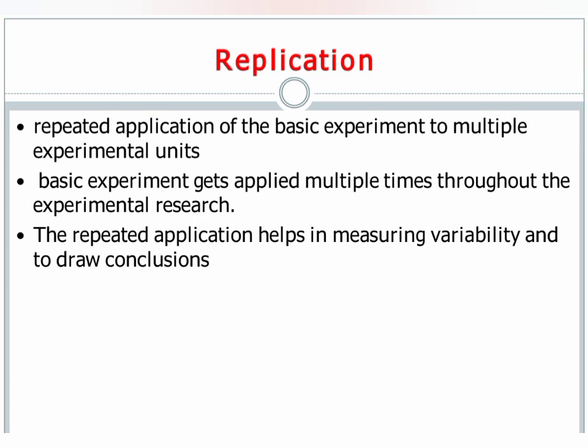Replication is important for increasing the precision of the results of an experiment and for reducing the effects of random variation. For example, if you only test the new fertilizer on one plant, you cannot be sure that the results are generalizable to other plants. However, if you test the fertilizer on a large number of plants, you can be more confident that the results are accurate and reliable.